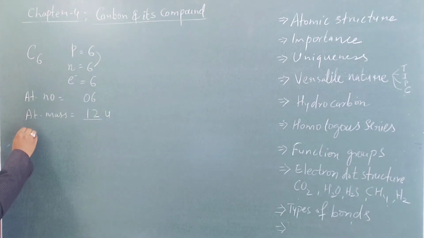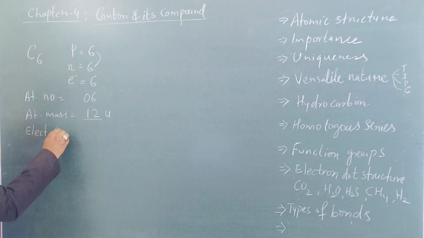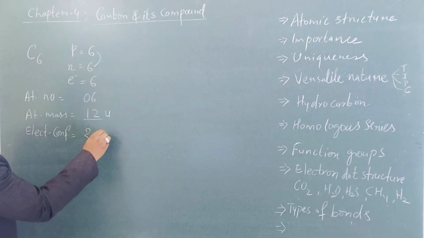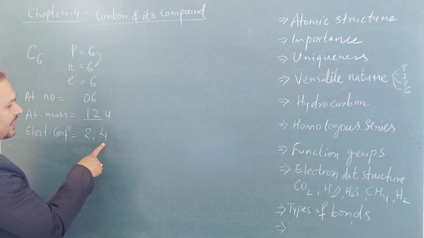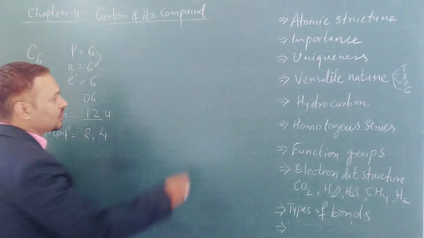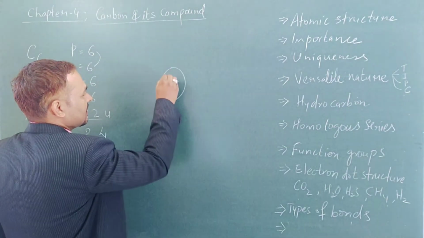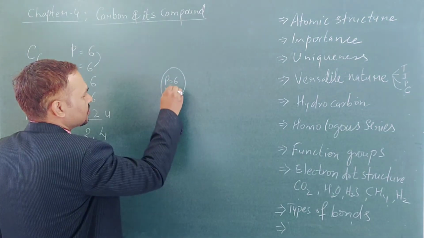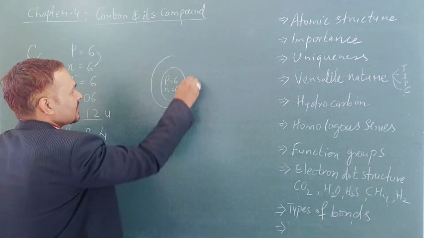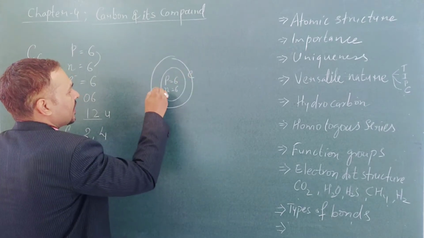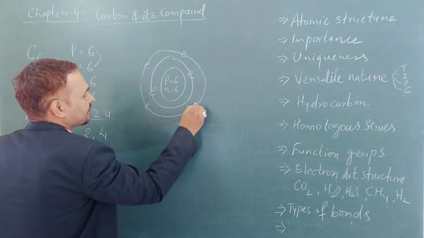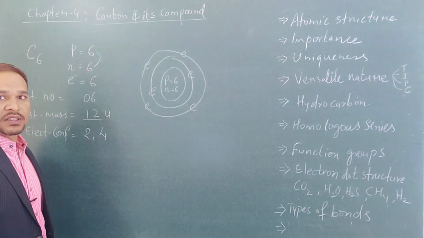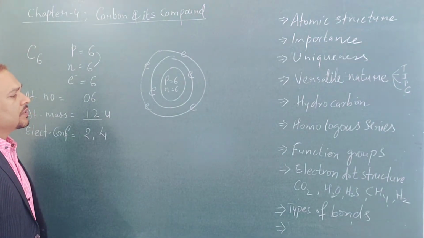Electronic distribution or configuration of carbon, you will find 2 and 4. That means in K shell 2 electrons and in L shell there are 4 electrons. If you look into the atomic structure, inside the nucleus there are 6 protons and 6 neutrons. In the K shell there are 2 electrons and in the L shell there are 4 electrons. This will be the atomic structure of carbon.